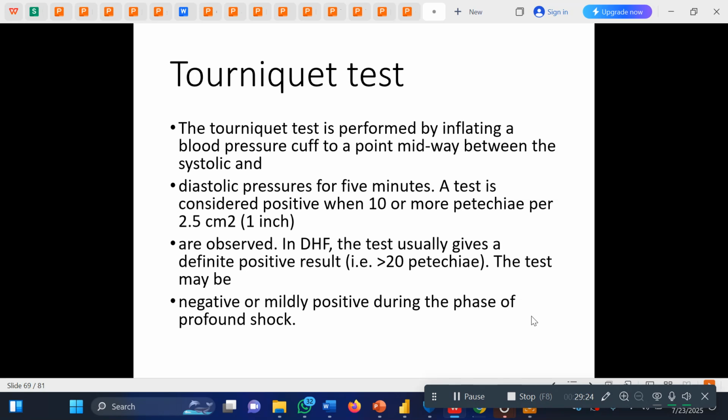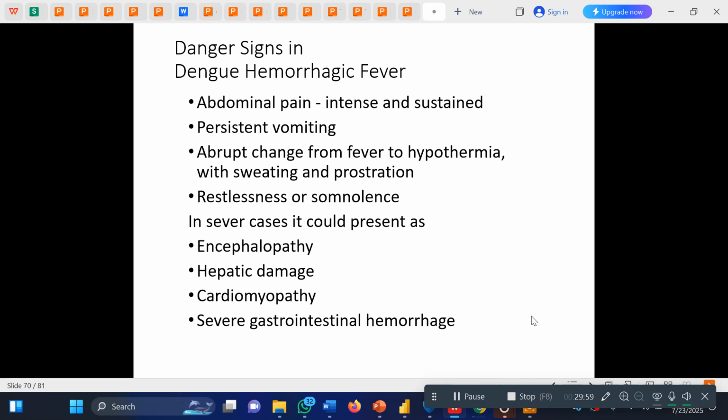A test we can perform is the tourniquet test, by inflating a blood pressure cuff to a point midway between the systolic and diastolic pressure for 5 minutes. A test is considered positive when 10 or more petechiae per 2.5 centimeter square are noticed. In dengue fever, the test usually gives a definitely positive result if greater than 20 petechiae are noticed. The test may be negative or mildly positive during the phase of profound shock.